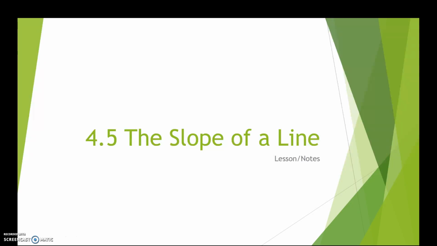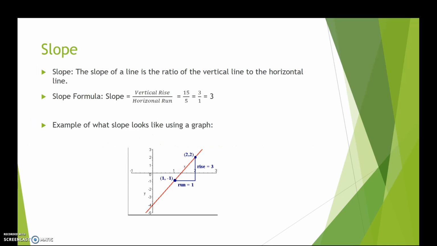Hi students, this section is 4.5, working with the slope of a line. There is a formula when we're working with slope of the line, and I will go through that here in a minute with you. But the definition for slope of a line is the ratio of the vertical line to your horizontal line.